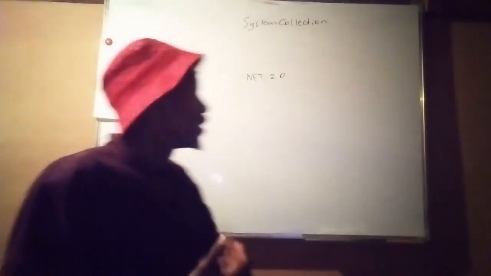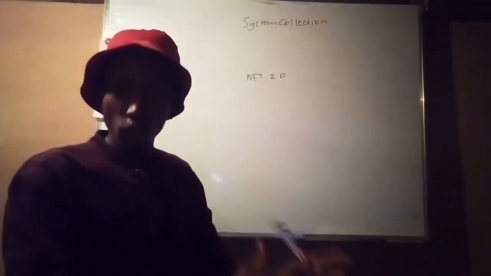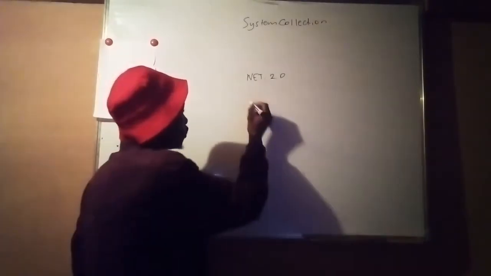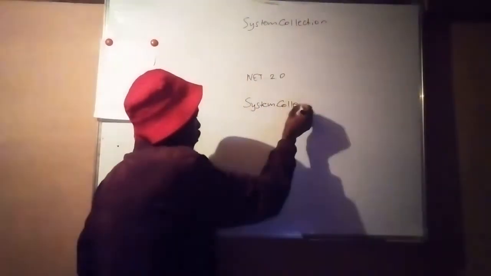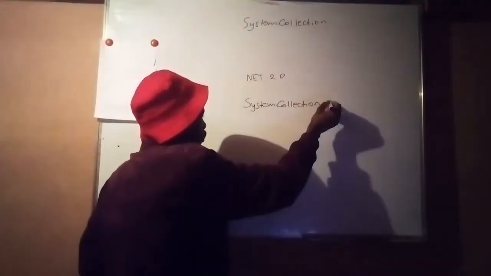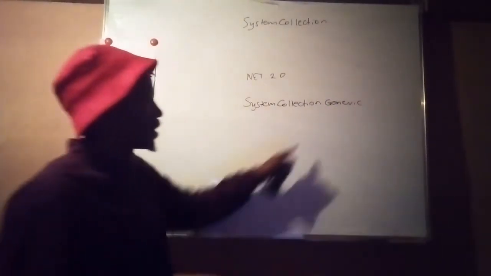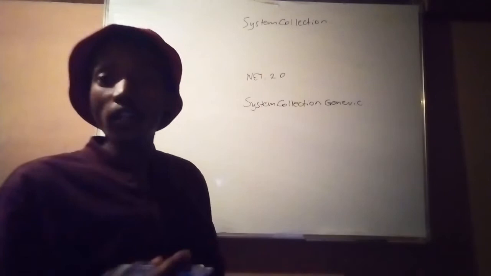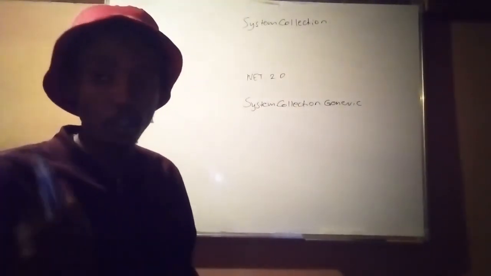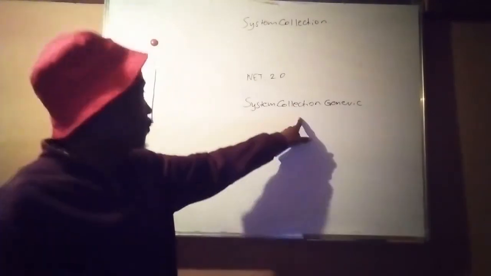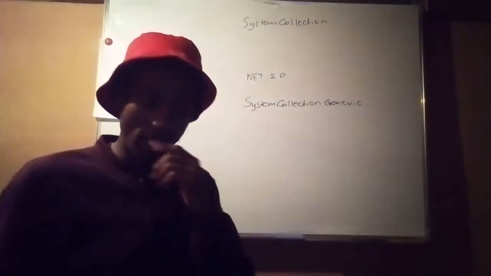So the new set of types was defined under a brand new namespace, which is called System.Collections.Generic. And the types under this namespace were referred to as generics. So when you say a generic type, you have to know we are talking about one of the types found under this namespace. We're going to look now at what those types are.